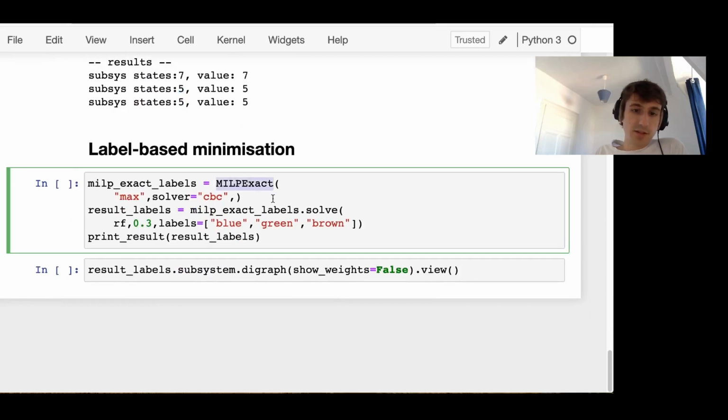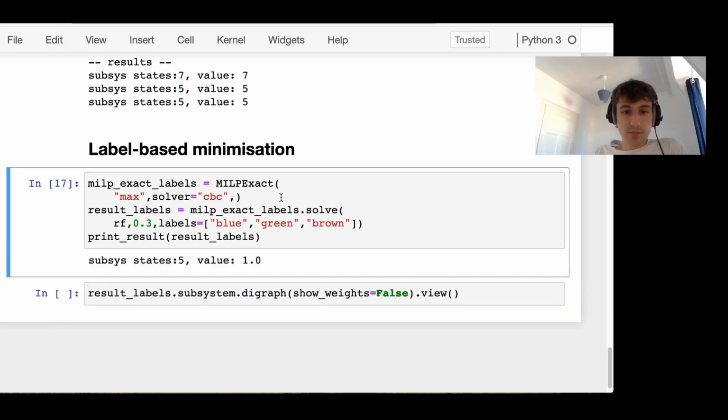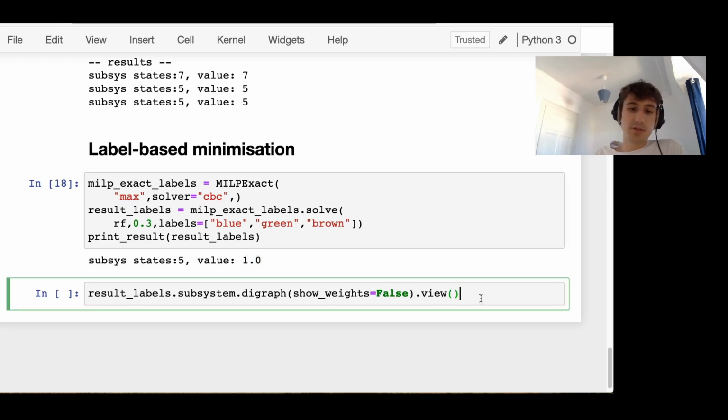Here we again make an instance of MILP exact as before. And then we solve with the labels parameter, where we specify which labels we want to consider. So here we consider blue, green, and brown states as labels, and we want to minimize the number of labels that appear. So let's do it again. Now the subsystem that we compute has 5 states, but it has only value 1 because only one of these 3 labels participate in the subsystem.